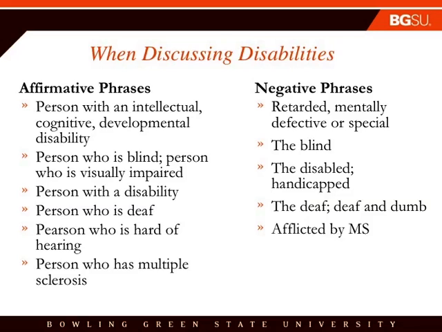When referring to individuals with disabilities, we recommend that you use affirmative phrases embraced by the disabled community. For example, persons with an intellectual, cognitive, or developmental disability should not be referred to as retarded, mentally defective, or special. Terms such as the disabled or handicapped have been replaced with person with a disability. Moreover, a person who is hard of hearing or deaf should not be referred to as suffers from a hearing loss or deaf and dumb.